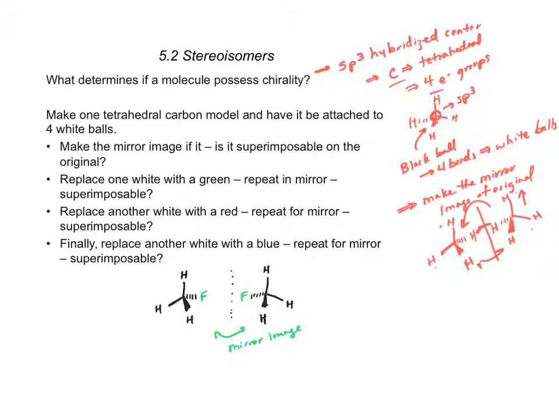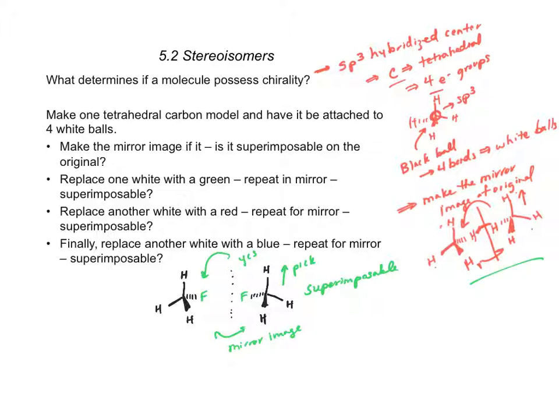So again, I would do this with the model kit like we did in class. So now the question is, if we pick this up and we rotate it, can we plop it down on here and get the same molecule? And the answer to that is yes, right? There's some rotation involved, but you can pick this up, rotate it, and superimpose it on the original. So this is still superimposable. These guys are still the same molecule.